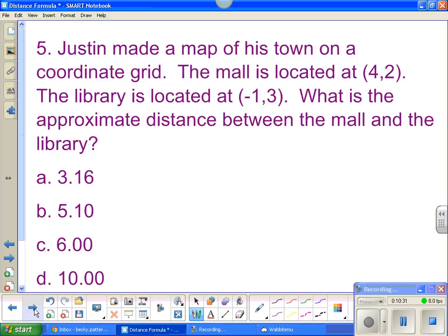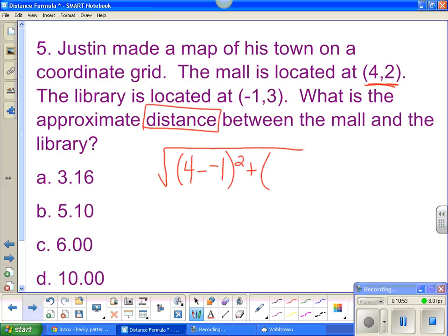Justin made a map of his town on a coordinate grid. The mall is located at 4, 2. The library is located at negative 1, 3. What is the approximate distance between the mall and the library? So I'm going to do the distance formula. I'm going to let this one be my first point. So 4 minus a minus 1 squared plus 2 minus 3 squared.